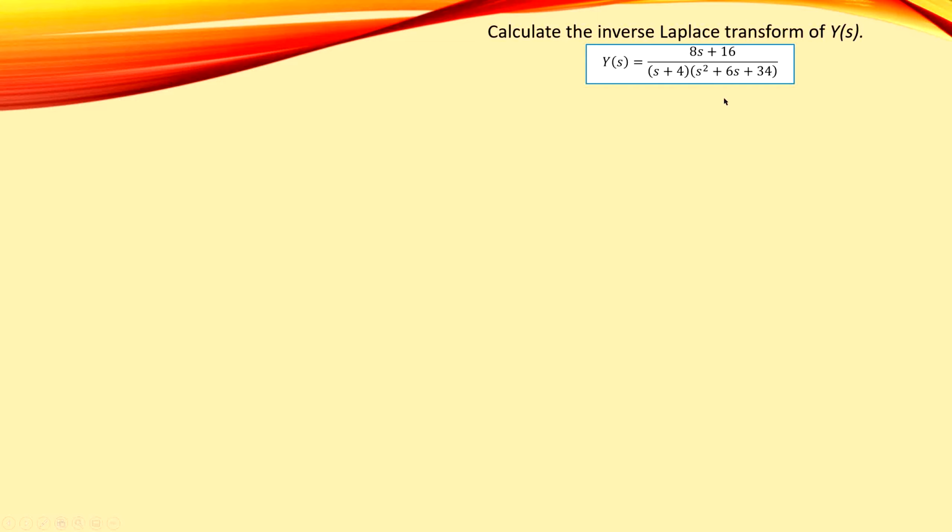What you see in this transfer function is that there is a first order term and a second order term in the denominator, which makes this system a third order system. In addition, we have also a zero, which is shown here in the numerator. So this system is a little bit more complicated than the previous example, where we had a pure second order system with only complex roots.